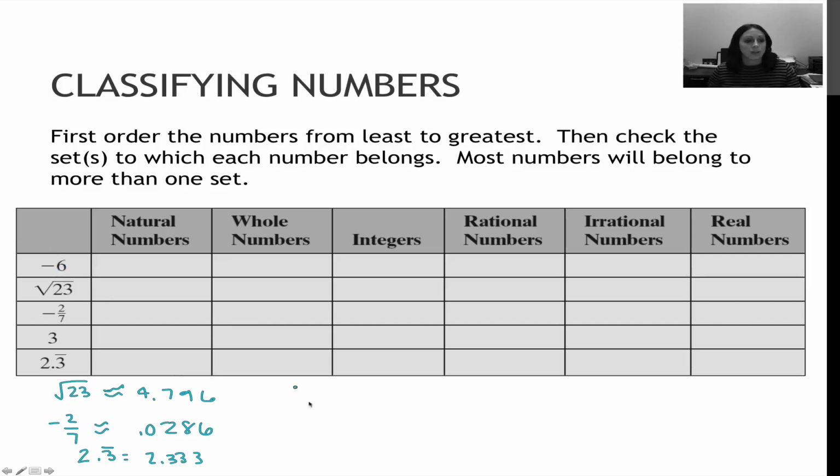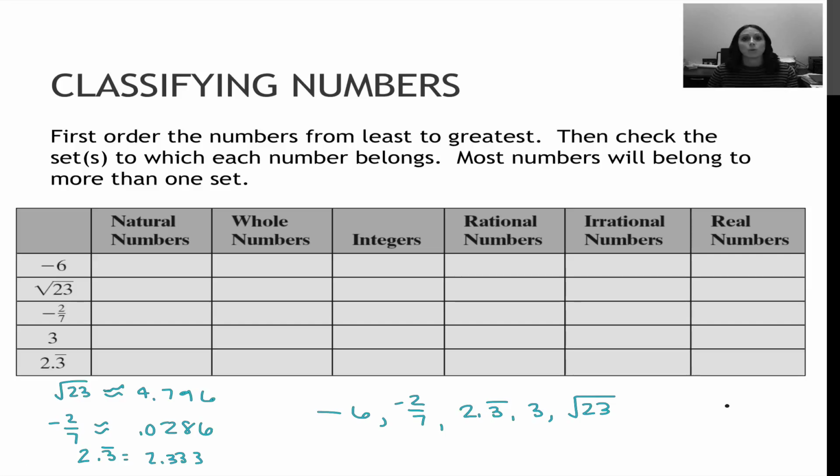If I'm going to order these from least to greatest, I'm going to start with the most negative one, so that would be negative 6. My next value would be my other negative, the negative 2/7. And now I've got all positive values, so really I'm just comparing radical 23, which is 4.796, the 3 and the 2.3. Least to greatest, I would put 2.3 repeating, and then 3, and then radical 23 would be the greatest of those numbers. So that's the first part, being able to order them correctly from least to greatest.